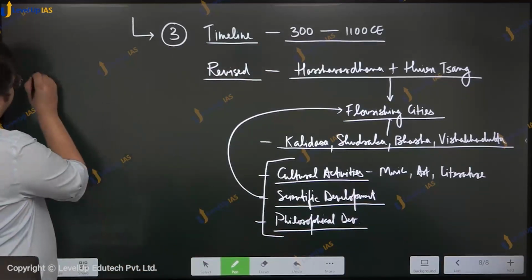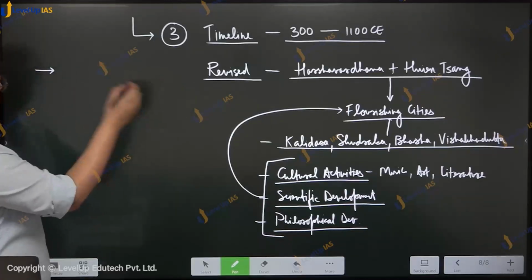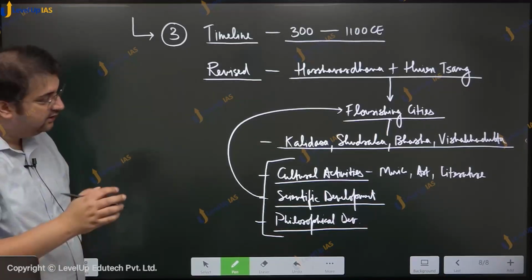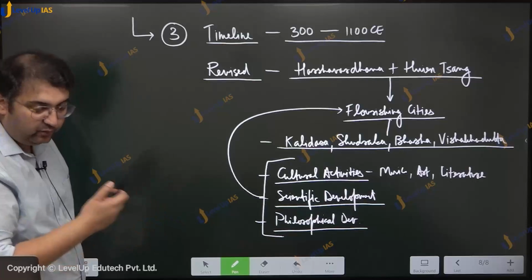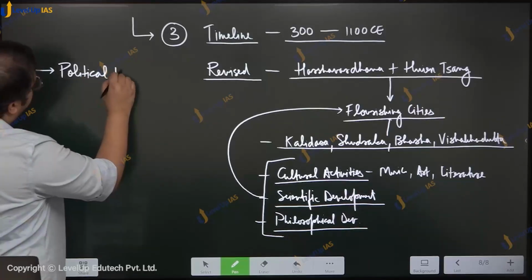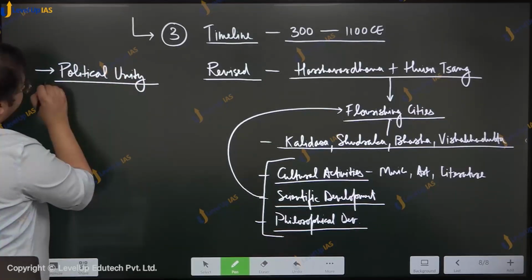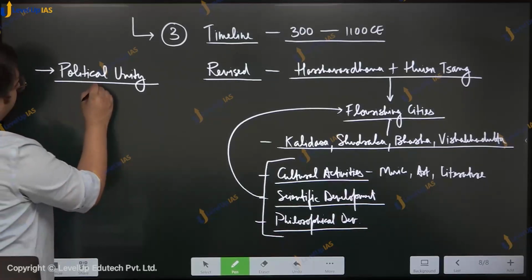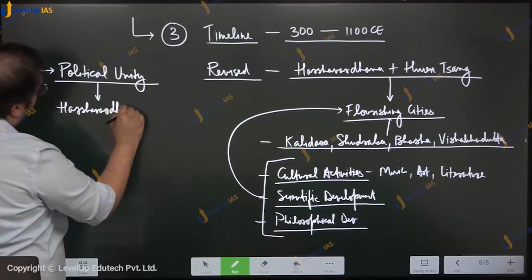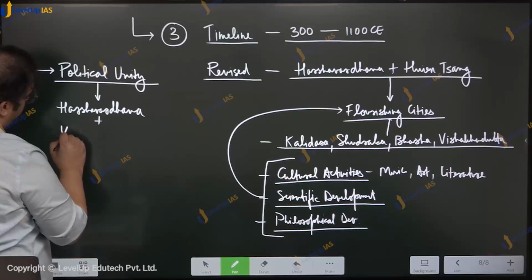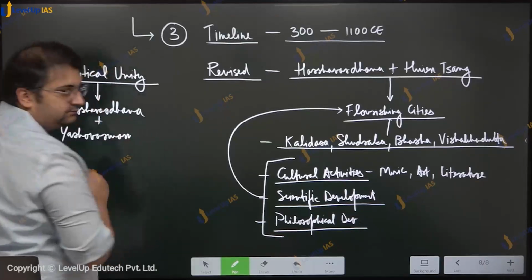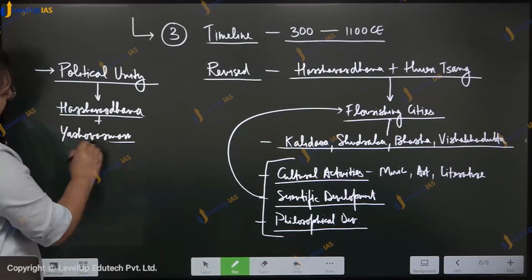Okay. Further, while it may be true that for a short period after the disintegration of the Gupta Empire, small ruling principalities governed different portions of North India, political unity was definitely provided during the post and later Gupta periods by rulers such as Harshvardhan, Yashovarman, etc. Okay.